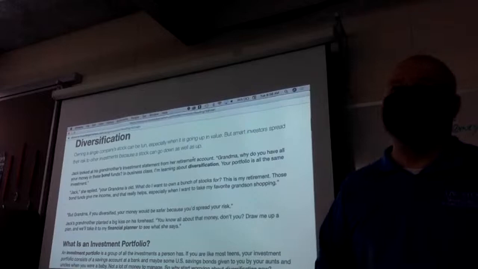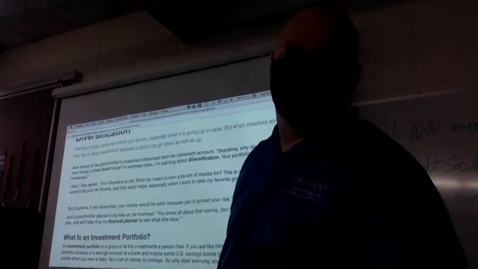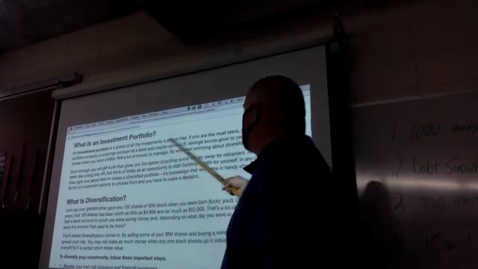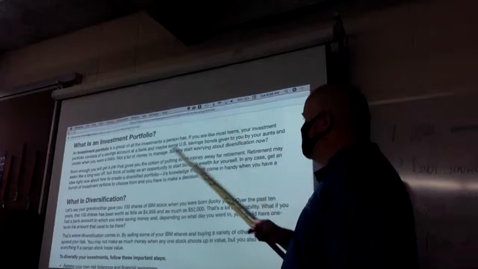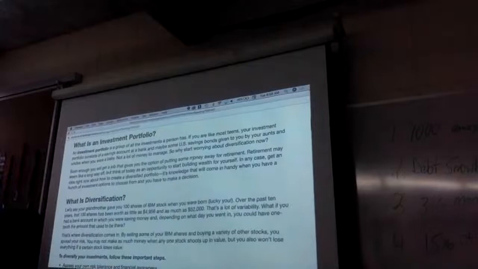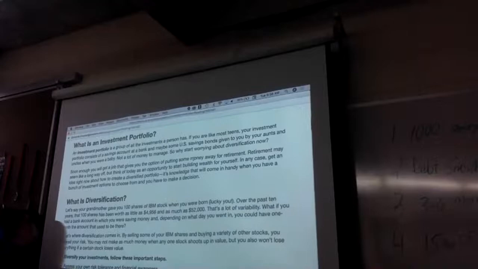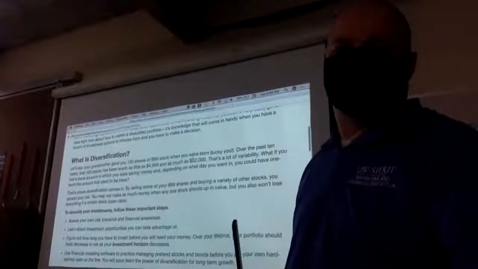That's what diversification does. So when they talk about having an investment portfolio, your portfolio is actually a group of all of your investments that a person has. So it says you're like most teens, your investment portfolio probably consists of a savings account. But as you get older, start adding on to these things. Have a mutual fund, have an annuity, have some other things that you can kind of put your money into so that, you know, you're not putting all your eggs into one basket.